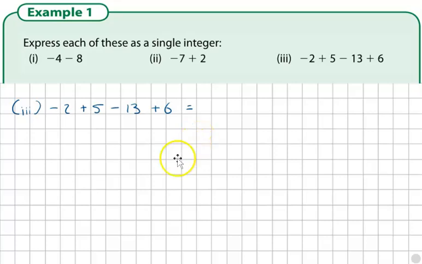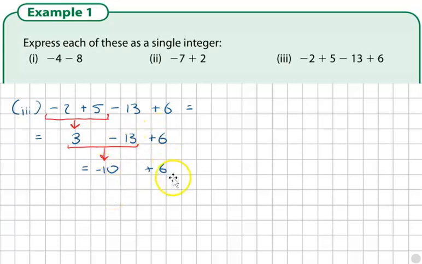So I'm going to take the first two numbers, so minus 2 plus 5. They're different signs, so I'm going to subtract and keep the bigger sign. So I get positive 3 because 5 take away 2 is 3, and 5 is numerically bigger than 2, so I keep the plus. And then I'm going to bring down the minus 13 and the plus 6. So then I go again, 3 minus 13. These are different signs, so I'm going to subtract and keep the bigger sign. So 13 from 3 leaves us with 10, and we keep the sign which is a minus, so minus 10. And then we bring down the plus 6.